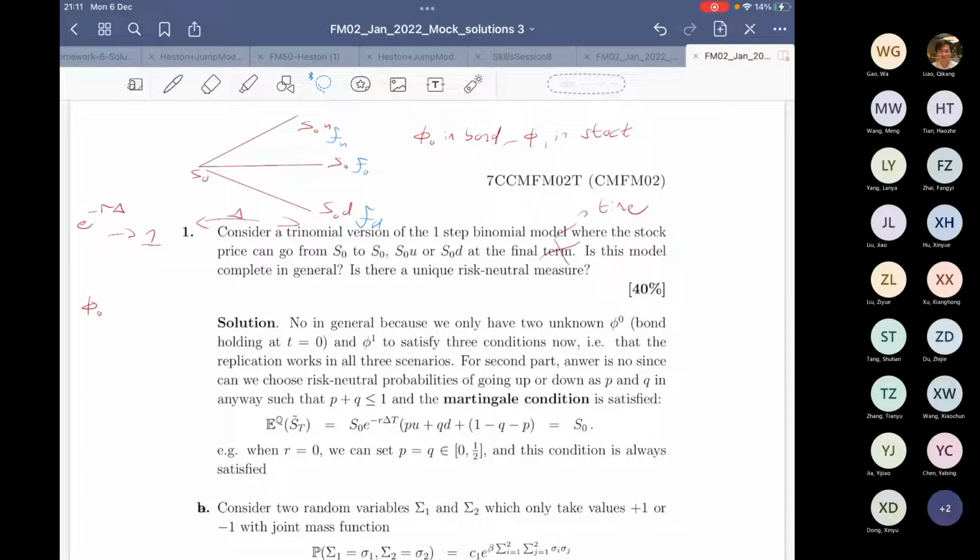So if the stock price goes up, the value of the portfolio that you're trying to use as a replicating portfolio will be phi 1 S0U. That would be your first equation, which would have to be equal to FU. Your second equation would be that phi 0 plus phi 1 S0 is equal to F0. And your third equation, which would usually be our second equation, is that phi 0 plus phi 1 S0D is equal to FD.